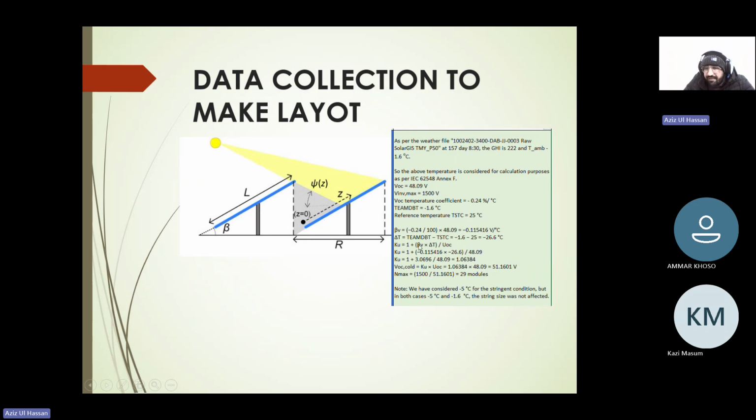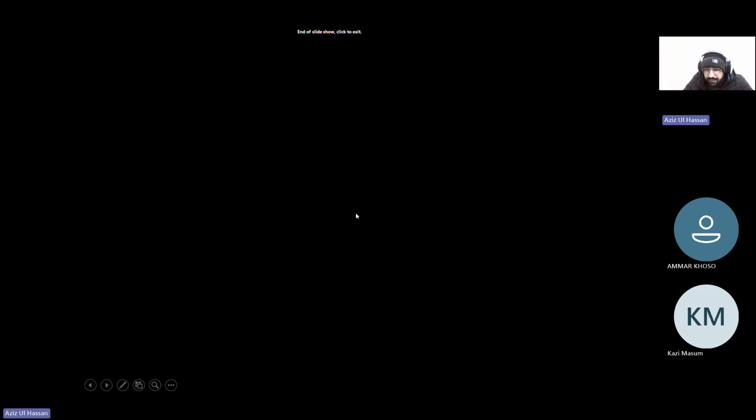Then we multiply Ku with the open circuit voltage, and we get 51.1601 volt. Then V in maximum divided by this value gives that around 29 PV modules can be connected in one string.